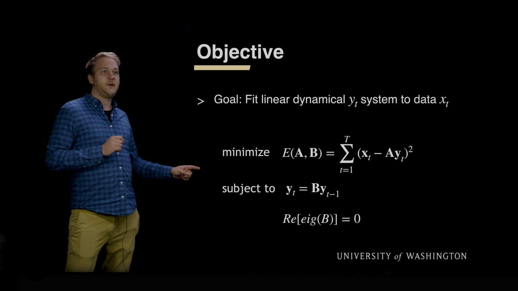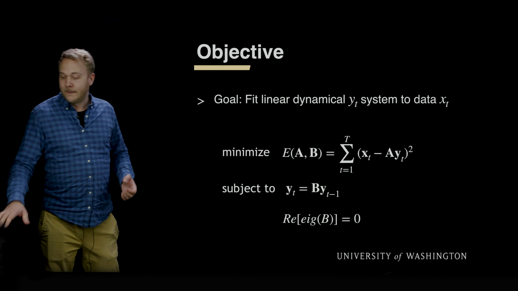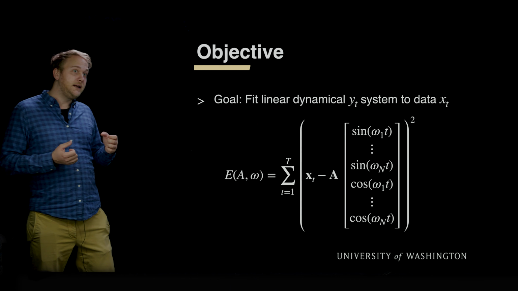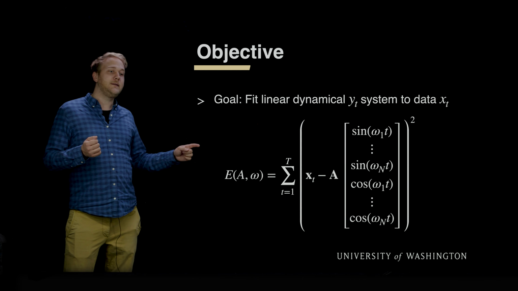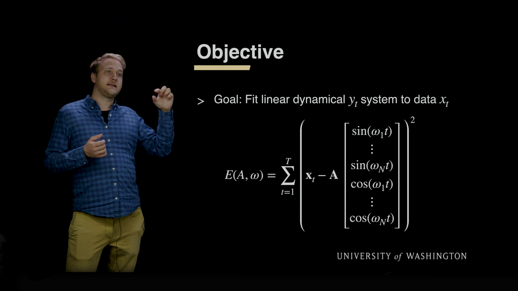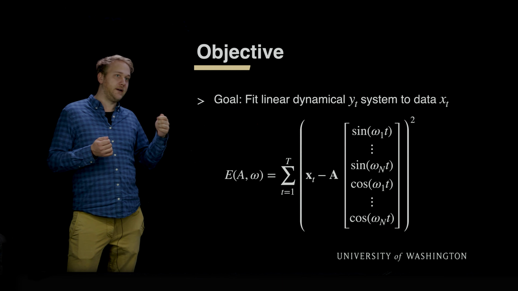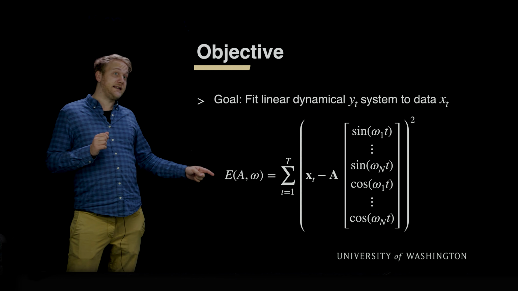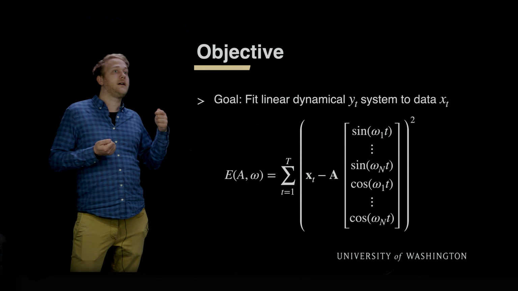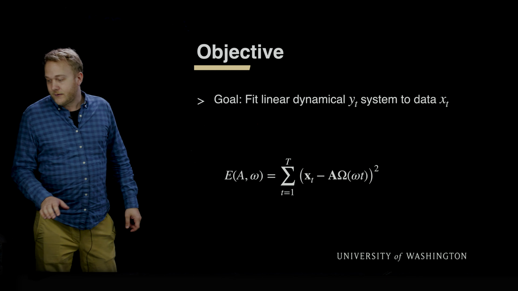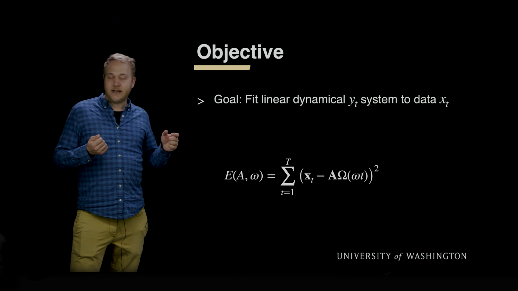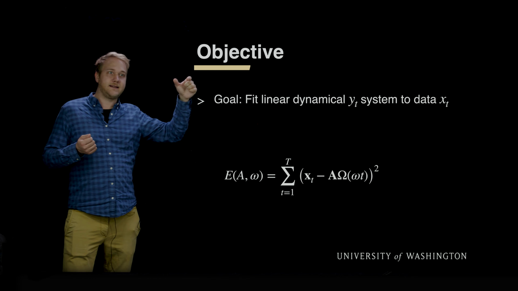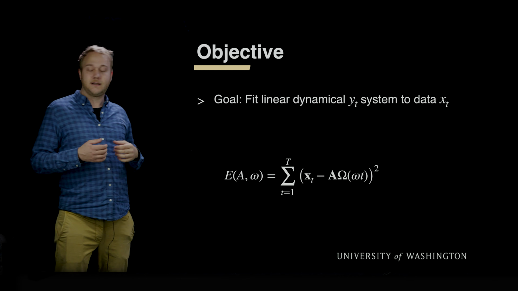When you look at this optimization objective, you can rewrite it in this way. The constraint that the eigenvalues of the matrix B are purely imaginary turns y_t into a vector that only contains sines and cosines evaluated at specific frequencies. In this case, the easy to compute quantity is the matrix A, but the hard to compute quantities are omega_i. In order to avoid notational clutter, we call this vector that contains the sines and cosines capital omega.